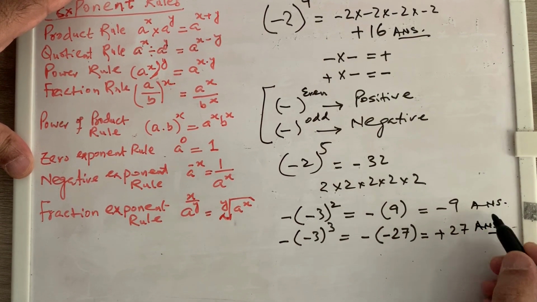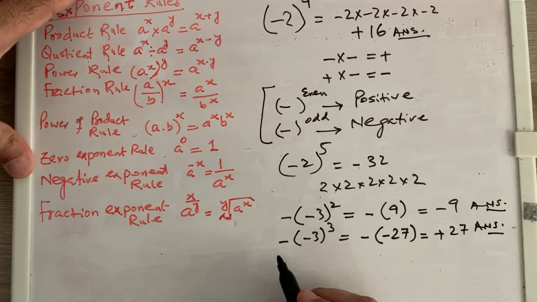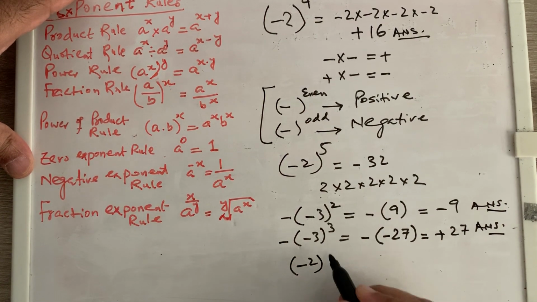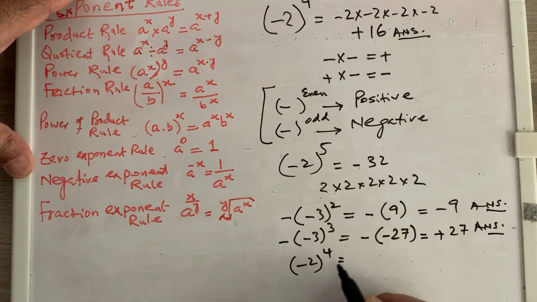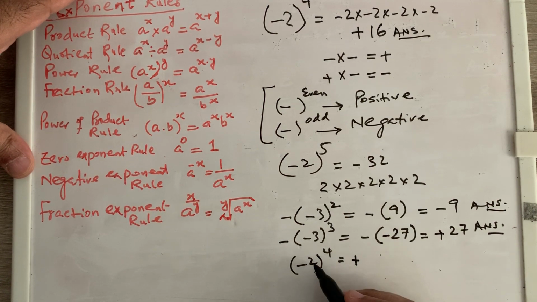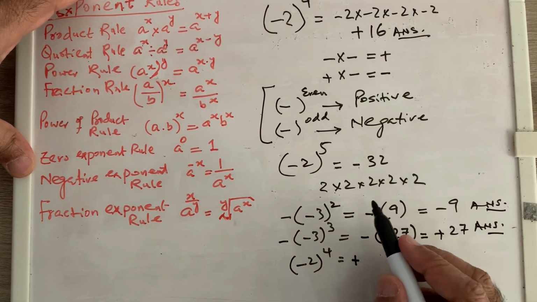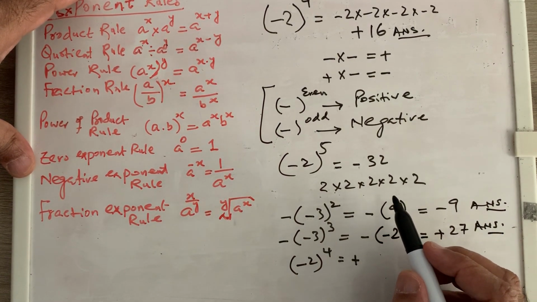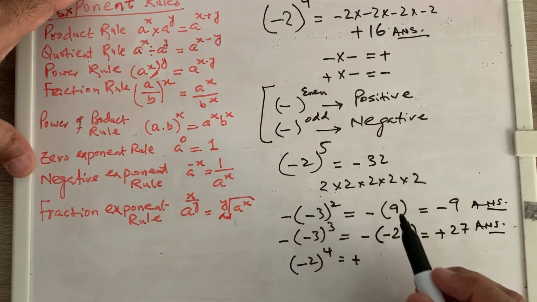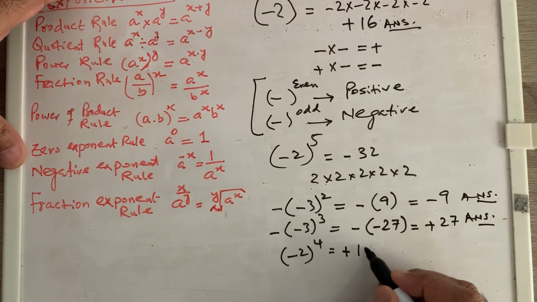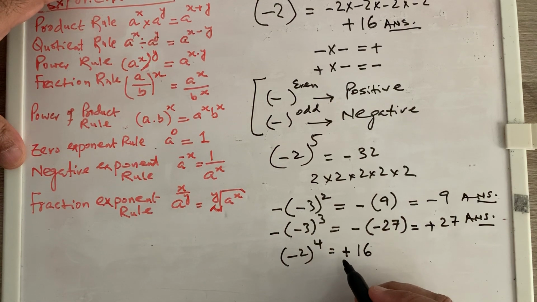So students have to take care of these signs, whether they are inside the bracket or outside the bracket. So we have to deal with it accordingly. So if it is minus 2 to the power 4, what will be the sign outcome? Because it is an even power, the sign outcome will be positive. And whatever number you multiply 4 times, so 2 times 2 times 2 times 2. What do you have? 2 times 2 is 4, 4 times 2 is 8, 8 times 2 is 16. So you have 16, but with a plus, right?